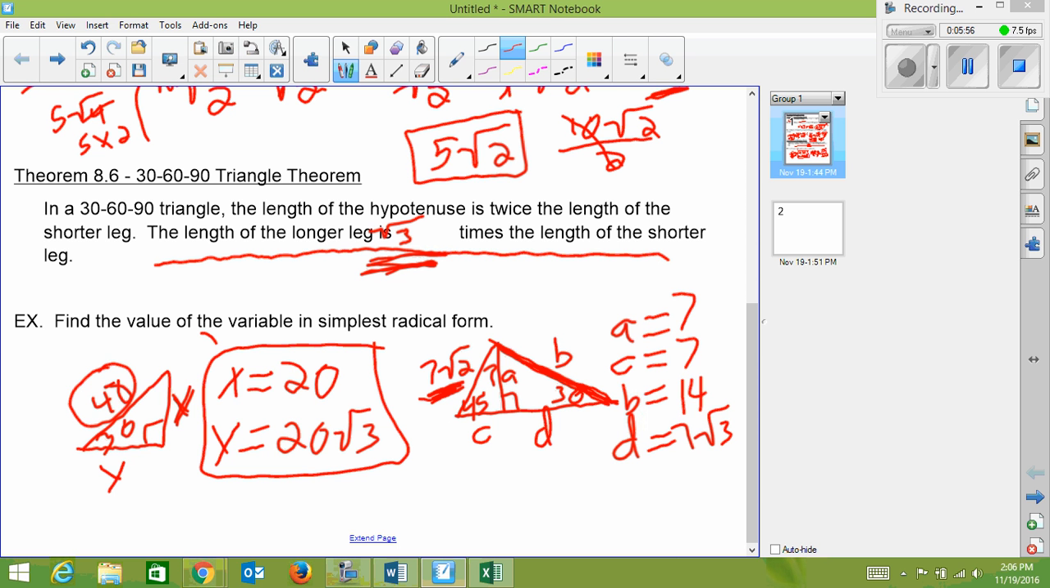These are just special rules that you can use because these are specific types of right triangles. They will always work the same. The 30, 60, 90 and the 45, 45, 90 will always work like this. So bring that knowledge with you.